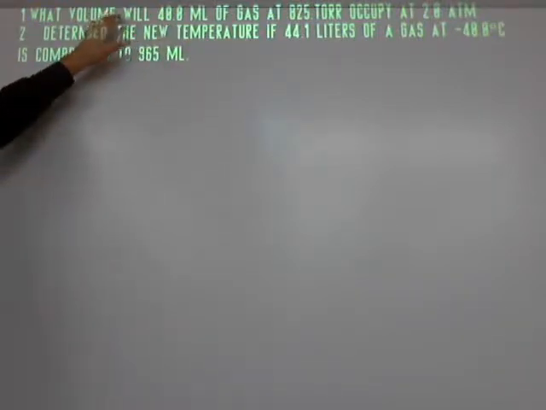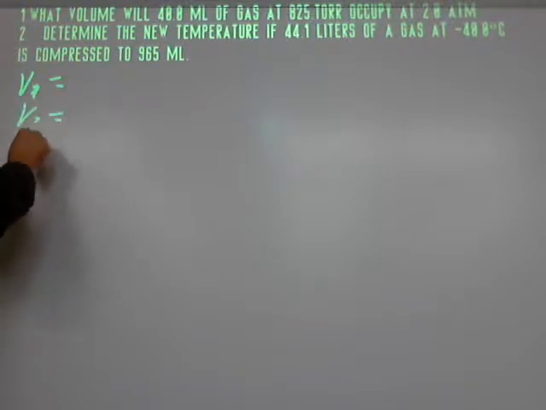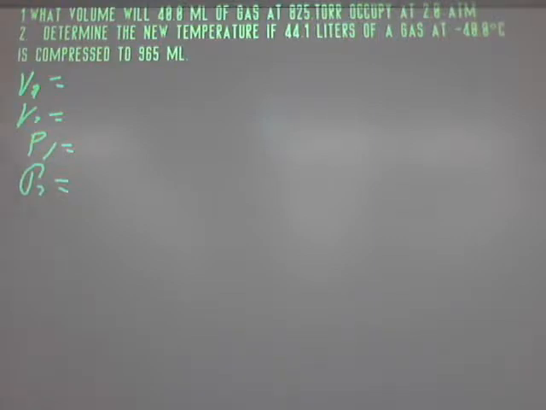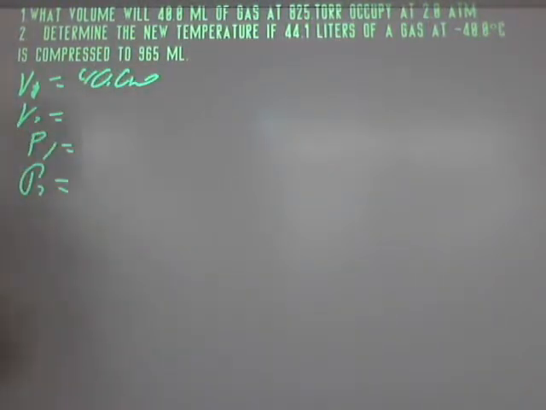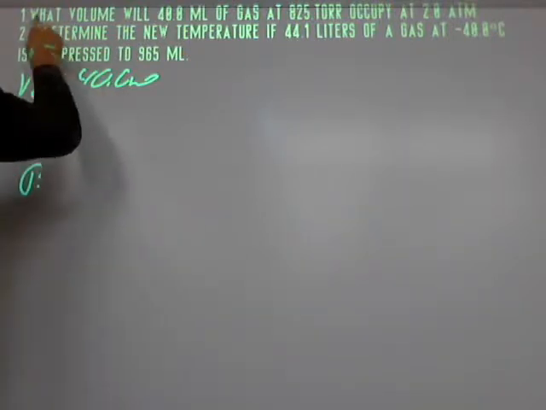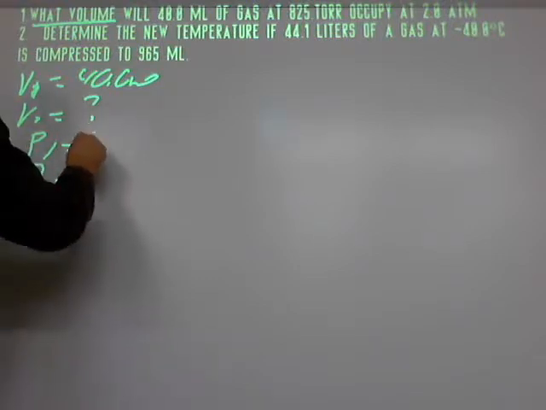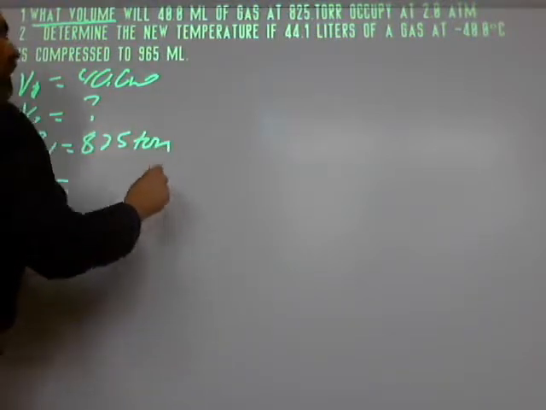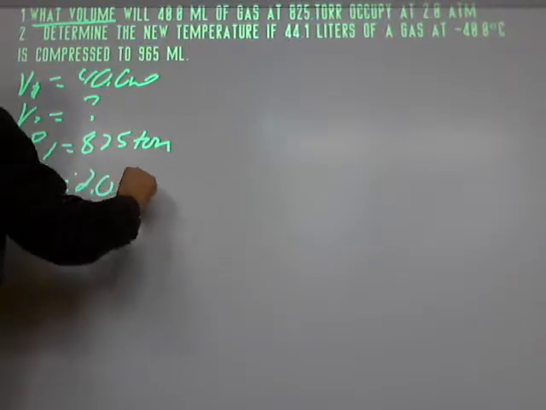I want the volume. I'm given a pressure. I simply start writing my stuff down. V1 equals V2, P1, and P2. I don't have to write T's. Are there any T's in the problem? I'm assuming temperature is constant. Your V1, your initial volume, is 40 milliliters. Your V2, what you're looking for, is the unknown. The P1, the initial pressure, is 825 torr. Do be careful of how the question is asked. I'll talk about that in a second. And the new pressure is 2.0 atmospheres.